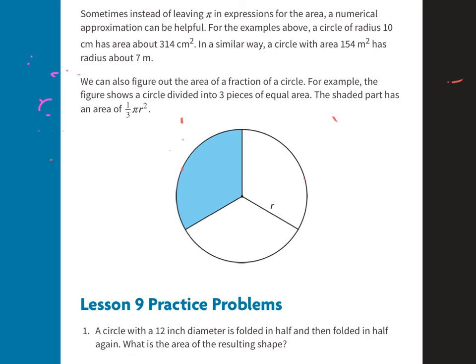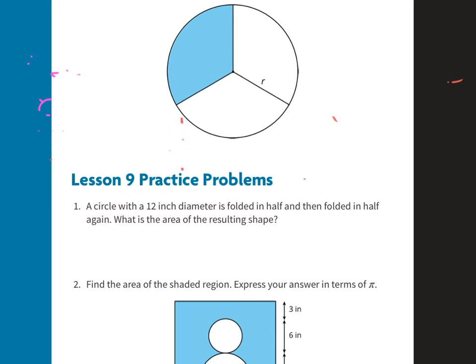Remember, on your assignment today, we have a circle with a 12-inch diameter that's folded in half and then folded in half again. What's the area of the resulting shape? So I have a circle that's folded in half once, and then it's folded in half again. So I end up with this part of the circle. I want to know the area. Well, I know my diameter is 12, so my radius would be 6. And think in your minds, how much of a circle is that? So then you're going to find the area of the circle and divide that by how many sections we broke it up into.